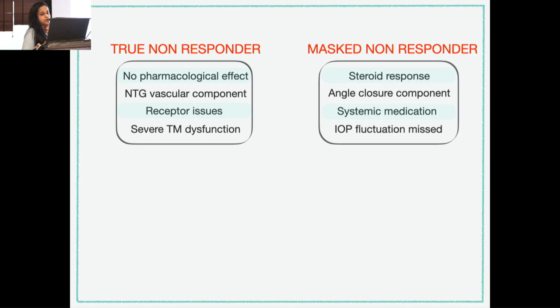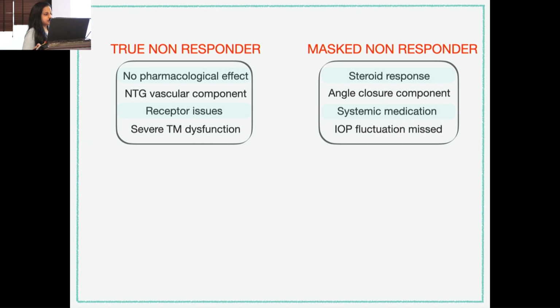And there is something called a masked non-responder. Here there can be additional steroid which the patient is using, some Ayurvedic preparations, some other local medicines or some skin ointments or inhalers, which we do not always ask about. And that can be a cause of raised IOP. And there can be an angle closure component. Just because you don't see a shallow AC on slit lamp doesn't mean that there is an open angle. Always do a gonioscopy for all patients.